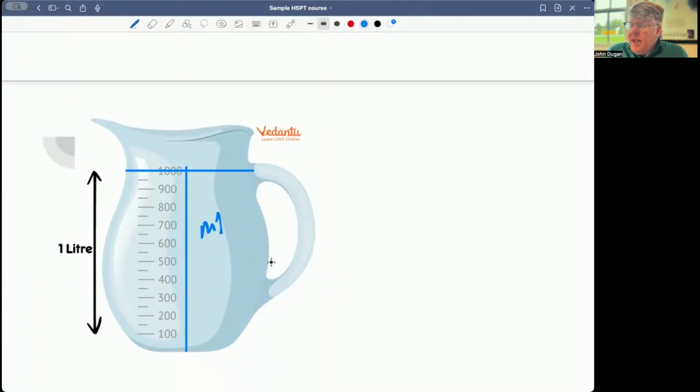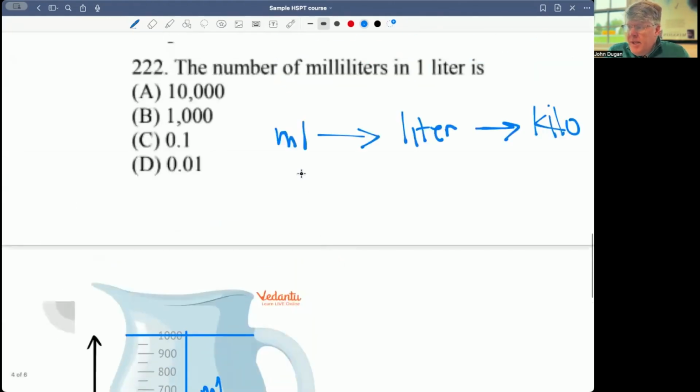And then a kiloliter would be a ton, right? That would be a lot of lemonade. That would be like 1,000 pitchers of lemonade. So milliliters are small, liters are the basic unit, and then kilo would be large.